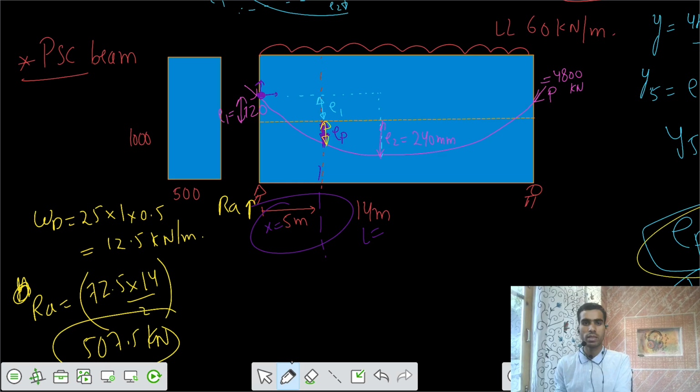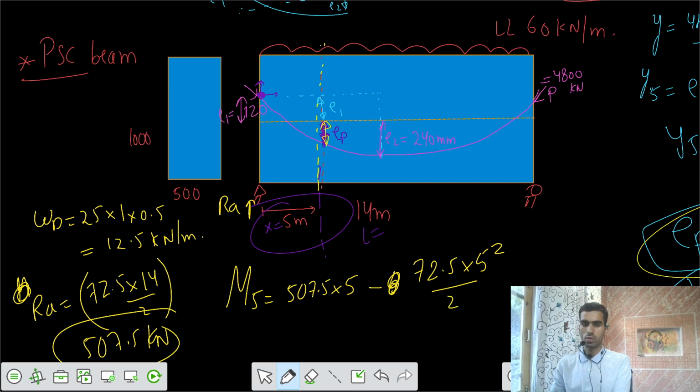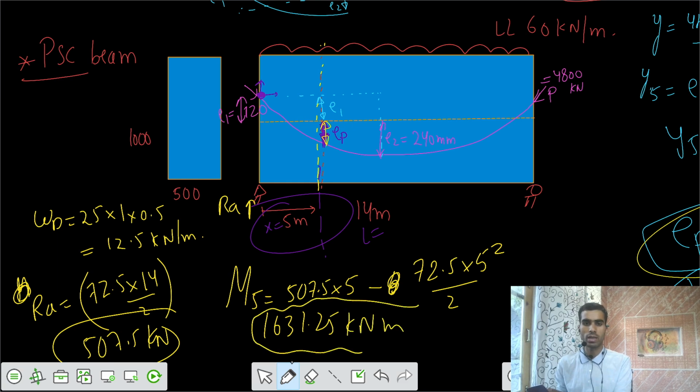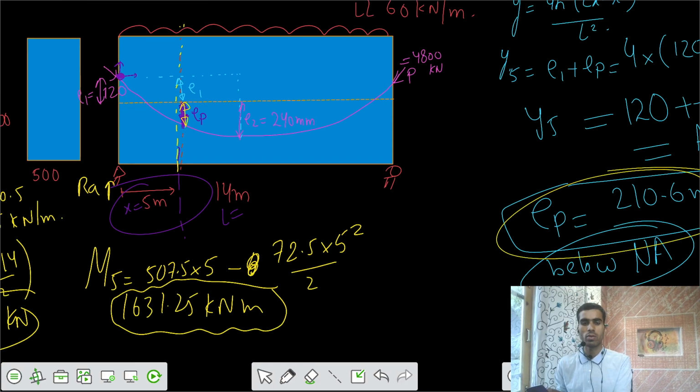And I want to say what is the moment at that section. The moment at the 5 meter section equals 507.5 into 5 meters clockwise, then anti-clockwise total UDL of 72.5 into 5 square by 2. So that is 507.5 into 5 minus 72.5 into 25 divided by 2, which is 1631.25 kilonewton meter. This is our moment at the 5 meter section. It's clockwise positive, sagging, so top compression, bottom tension.